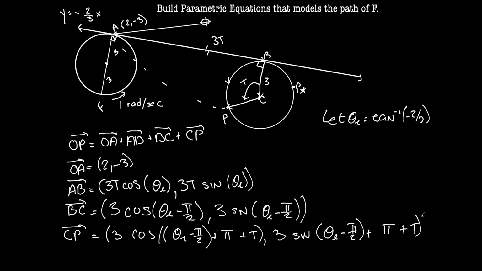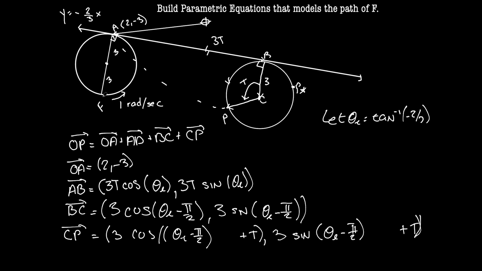So this models our trip for A, but we were asked to find the trip for F. So I propose that if we were to keep OA, AB, BC, CP, and obviously x of t and y of t is equal to the sum of the x components and the sum of the y components, if we were to simply get rid of this pi, we're now looking at P star, which would be the path of F.